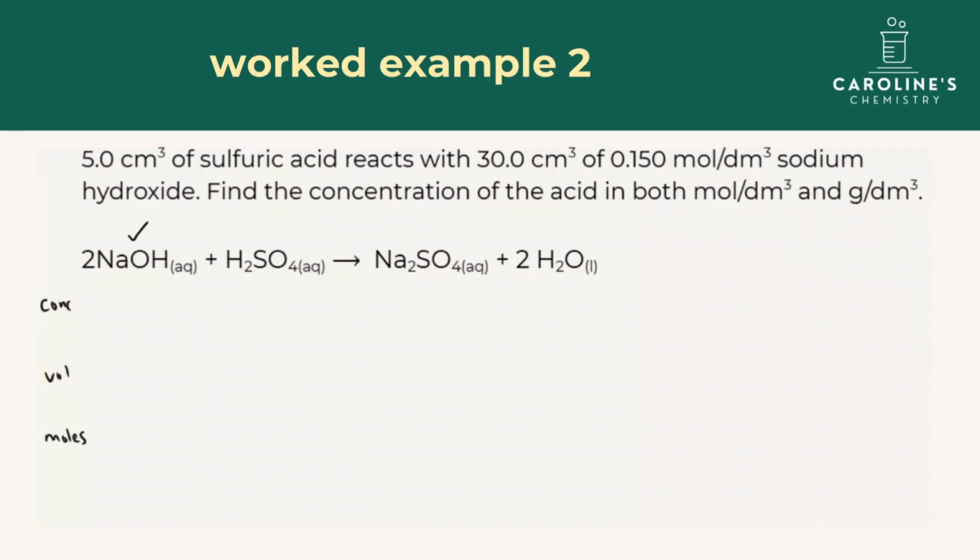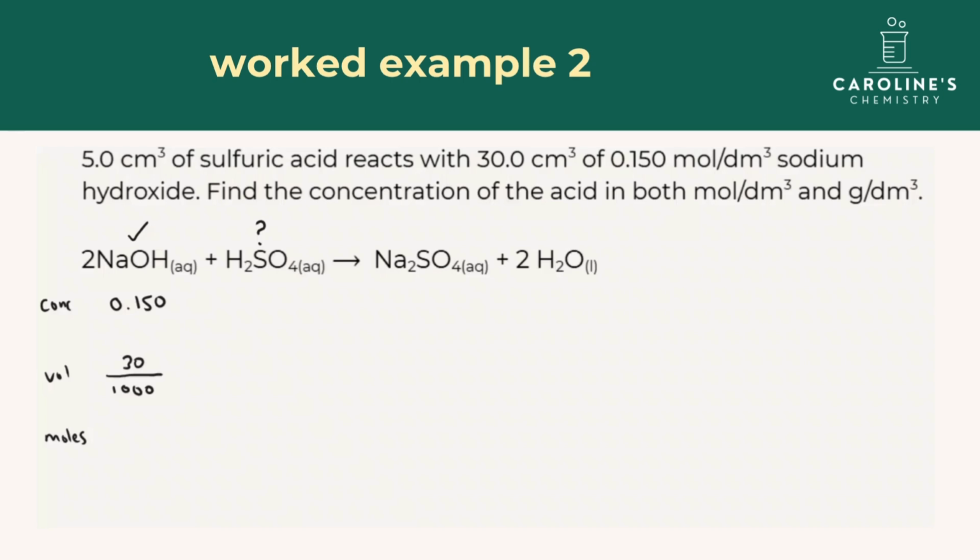Always pop it in that order because it makes the calculation nice and simple onwards. So our concentration of sodium hydroxide is 0.150. I'm going to keep all the significant figures there. The volume is 30 centimeters cubed, but I want to change that into decimeters cubed, so divide it by 1,000. The question is asking us to find the concentration of the acid. So yes, even though we have the volume of sulfuric acid, the question is asking us about the acid. Let's make it our question mark.